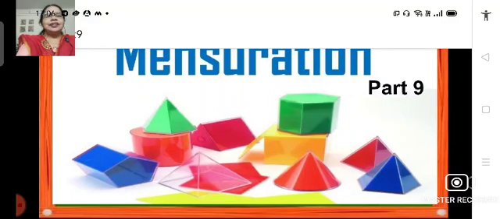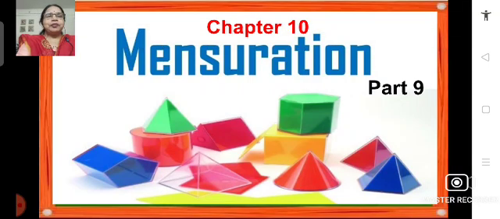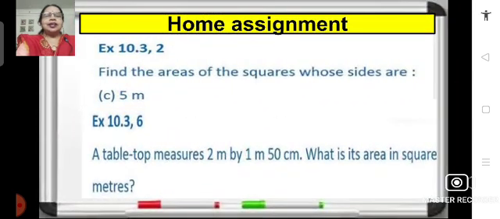Hello students, welcome back to another session of mathematics. This is chapter 10 mensuration part 9. Let's start the session by solving the problems of homework assignment.